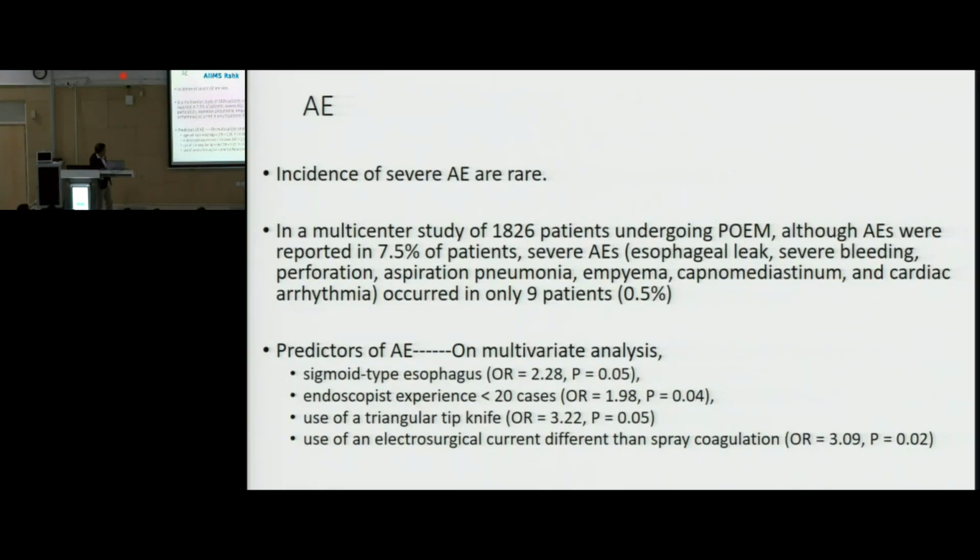If there is a sigmoid type of esophagus, then the chances of complications are more. When you start learning, if you are inexperienced, having done less than 20 cases, there can be complications. Then use of the TT knife is associated with more complications. And use of an electrosurgical current other than spray coagulation, because there are 3 types of electrosurgical current: spray coagulation, pure cut, and forced coagulation. Spray coagulation is the safest one, because with spray coagulation you can achieve hemostasis also.